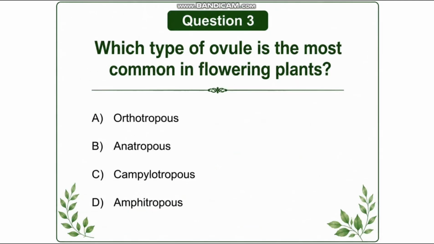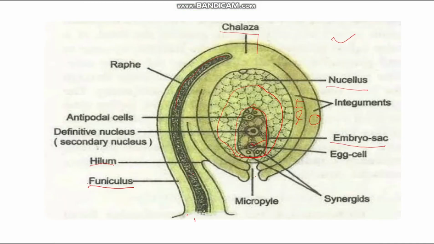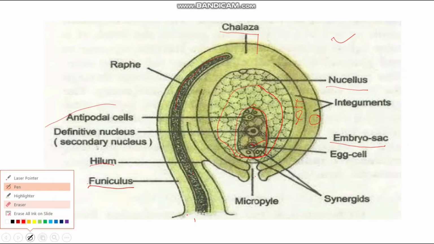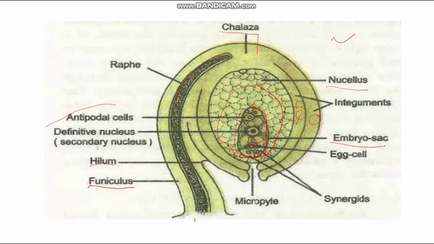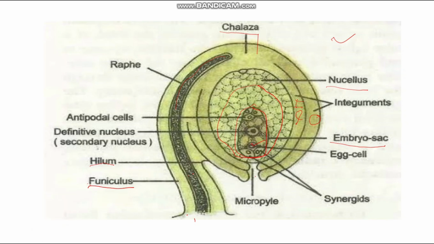Next question. The third question is, which type of ovule is the most common type of ovule? First we have to understand what the ovule is. This is an ovule structure. Here we have to learn something. Here you can see an ovule.